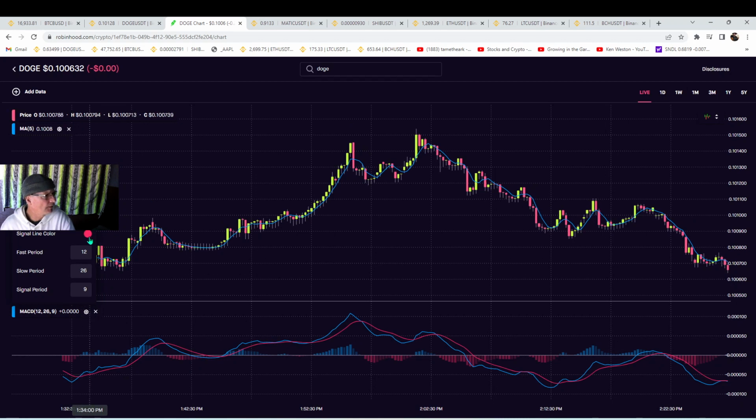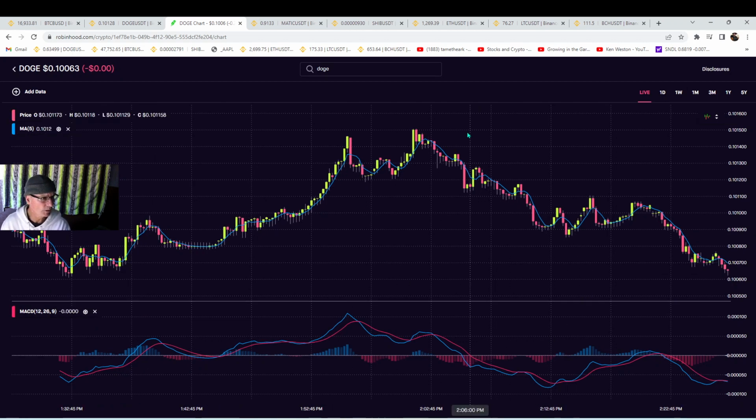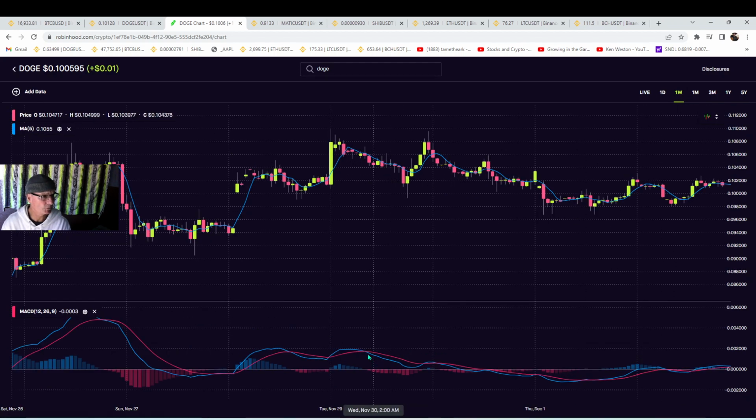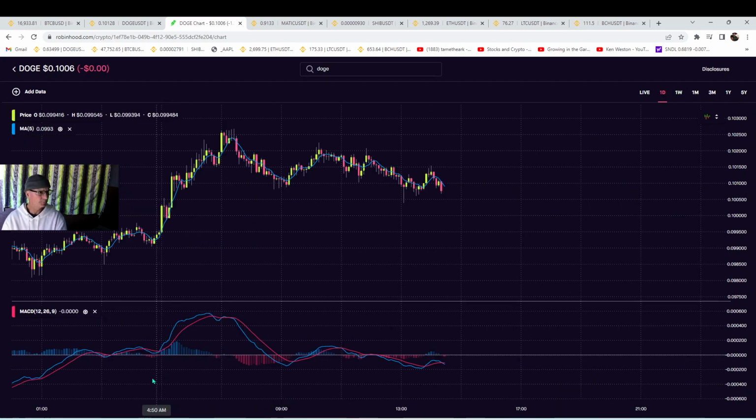And MACD and signal line indicator. I haven't messed with these settings. I just have left them how they had it. But it looks pretty accurate right there. There's your 1 day. There's your weekly. Go back to the 1 day.